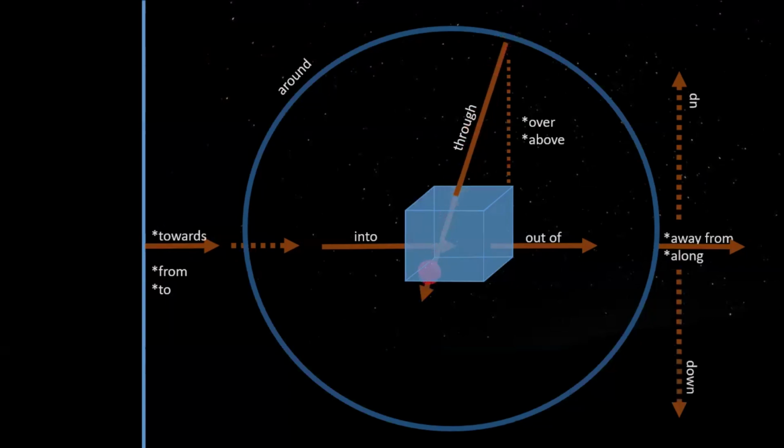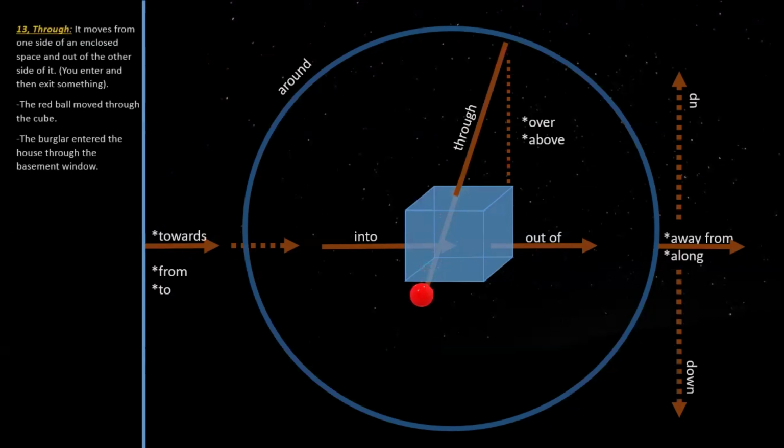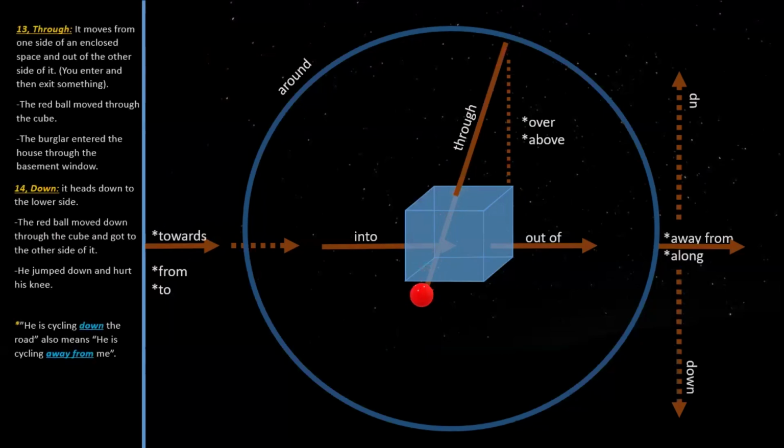Now, not only going into and out of, you simply say through. Through means that it moves from one side of an enclosed space and out of the other side of it. Down, as a preposition, refers to heading down to the lower side. In this case, we can say as an example, the red ball moved down through the cube and got to the other side of it.